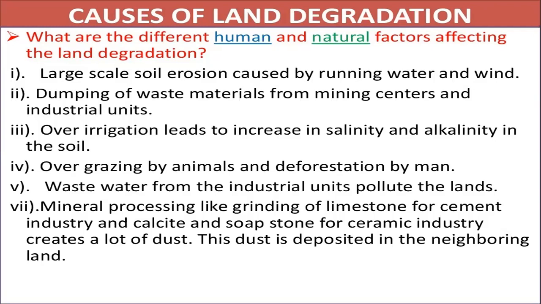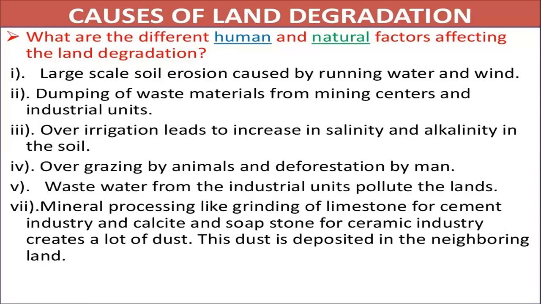There are many ways to solve the problem of degradation. So we saw what causes land degradation. Over here, I have put some points, which are the different human and natural factors that affect degradation. Large scale soil erosion, which is caused by running water and wind. Dumping of waste materials from mining centers and industrial units. Over irrigation also leads to an increase in salinity and alkalinity in the soil.